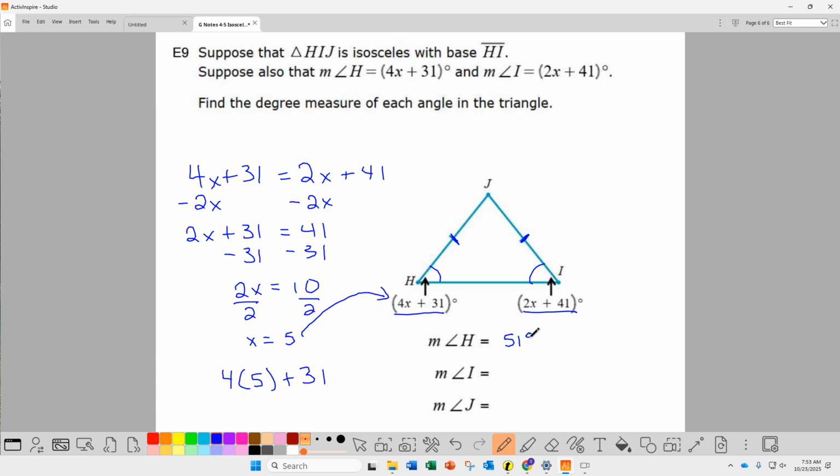If h is 51 degrees, then I is also going to be 51 degrees. And then for the last one, guys, if you know two angles in a triangle, you can find the third by adding and subtracting from 180. So we're going to add 51 plus 51. That's going to get 102. And 180 minus that 102 is going to put us at 78. That's going to be our vertex angle, 78 degrees.